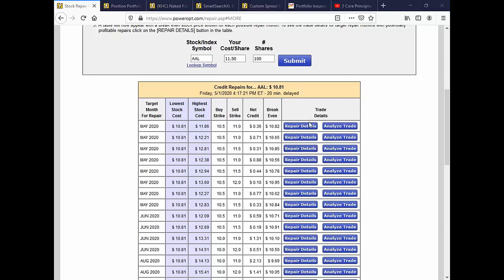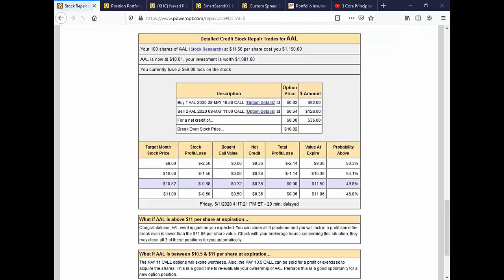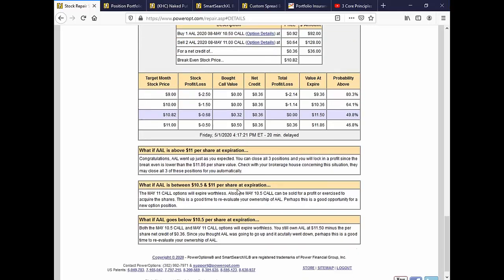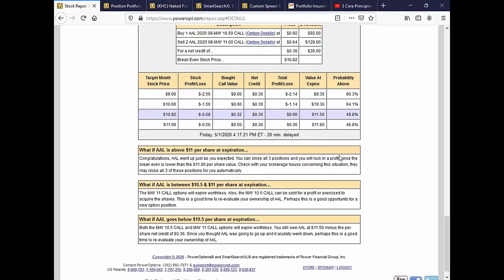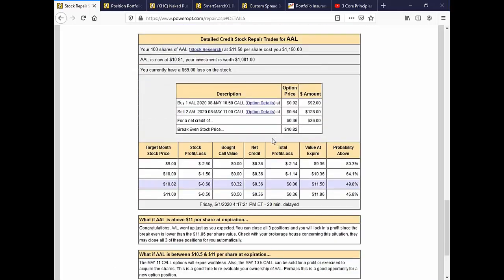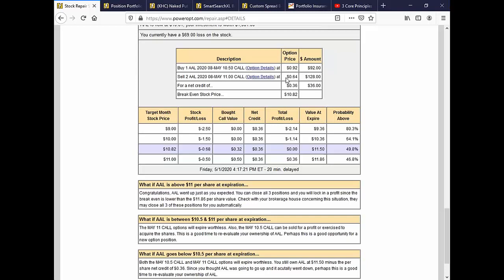So what does it do? Well, let's just take a look at the May series. My cost was $11.86. Okay, I know your cost basis is probably higher, but my cost was, oh sorry, $11.50. What this shows me is that we could buy one 10.50 strike call for 92 cents and sell two May 11 calls for 64 cents, which would give me 36 cents of net credit. That automatically lowers my cost basis down to 11.14, right? All right. But the break even's at 10.82, right where the stock is.